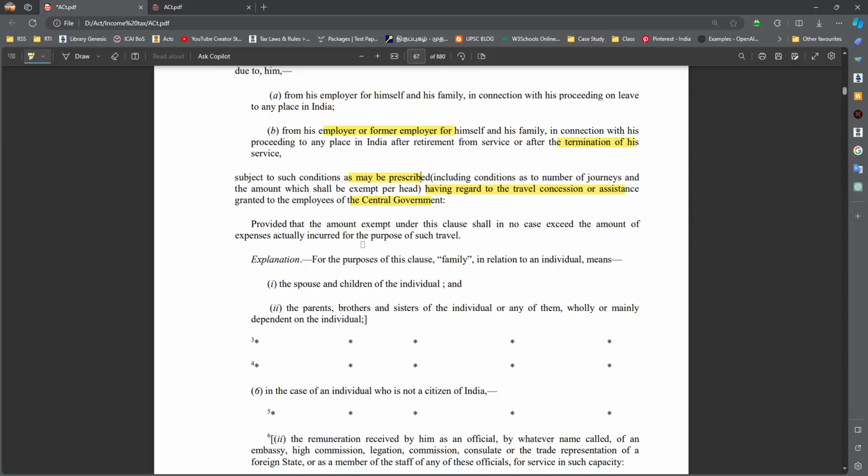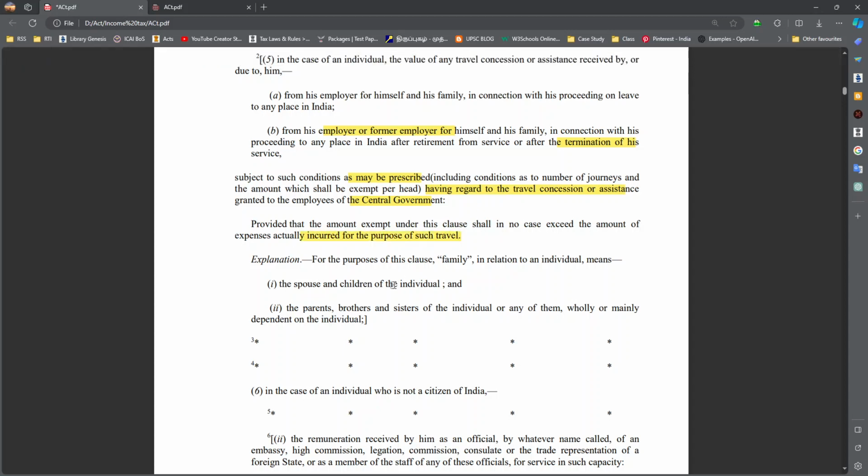Provided that the amount exempt under the clause shall in no case exceed the amount of expense actually incurred for the purpose of travel. So the amount which is received by the employee from the employer during the travel, for himself and his family, or after the retirement or after the termination, whatever amount is spent, he can claim from the employer. That is exempted. Other than that, anything he got will be taxable.